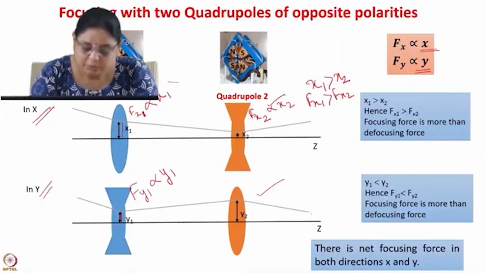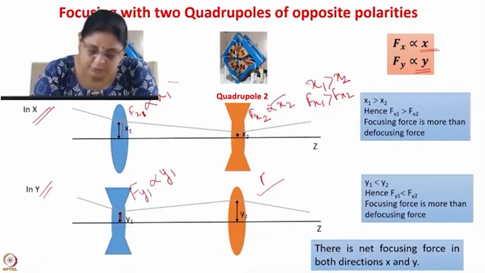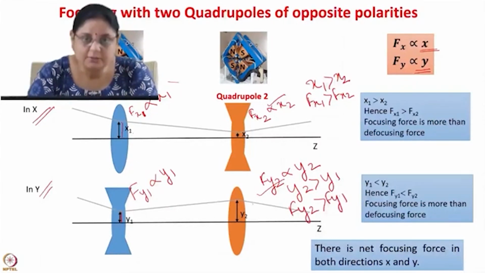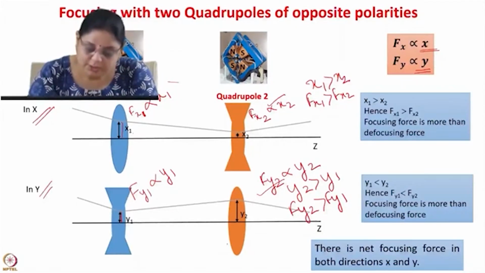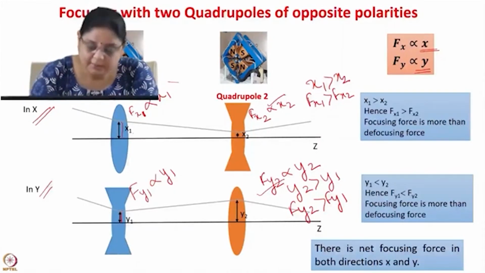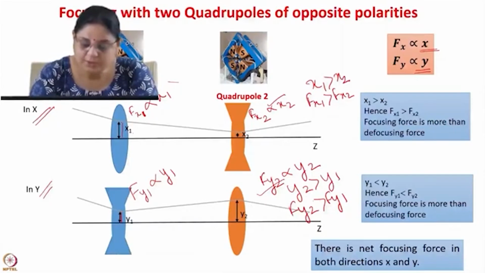So this focusing quadrupole now focuses the beam. So here the force acting on the charged particle is Fy2, which is proportional to y2. Now here again y2 is greater than y1. You can see from here that y2 is greater than y1. So Fy2 will be greater than Fy1. Or in other words, the force due to the focusing quadrupole will be more than the force due to the defocusing quadrupole. So the net result is that the beam will get focused in the y direction. So thus we see that the beam is now focused in both x and y direction.